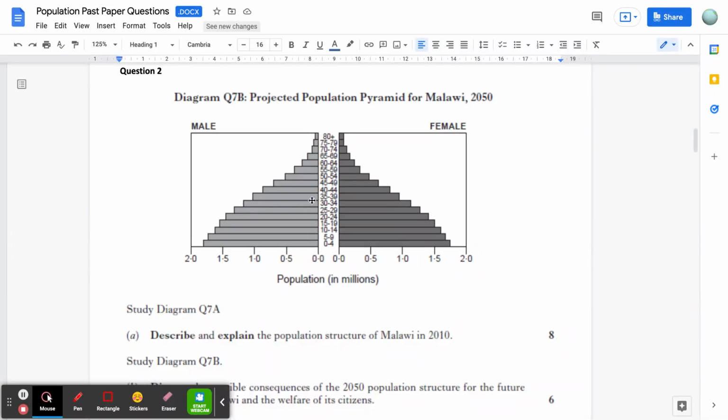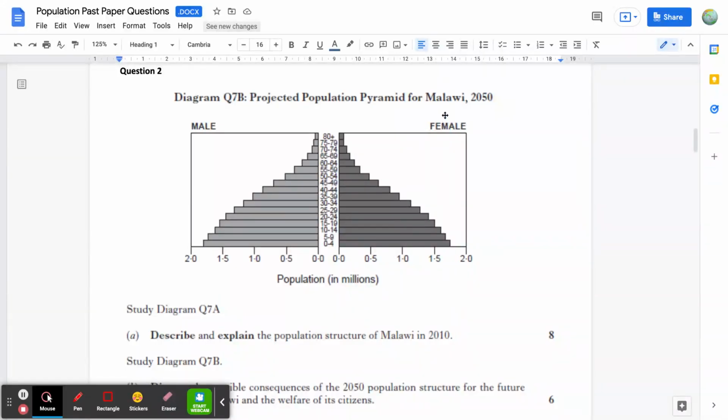Other key suggestions, depending on the pyramid that you're looking at: if you do notice a gender difference, for example, we can see in the 70 to 74 age group in Malawi that there are more people in the female age category than the male. It's quite difficult to work out exactly that difference, but you could say roughly 0.1 million in the 70 to 74 male age group, whereas roughly 0.2 million in the female age group. So if you do spot a noticeable gender difference, that would certainly help you pick up one of your marks.